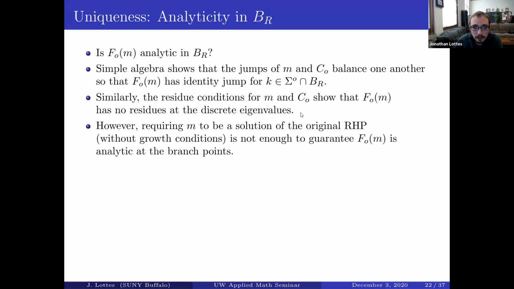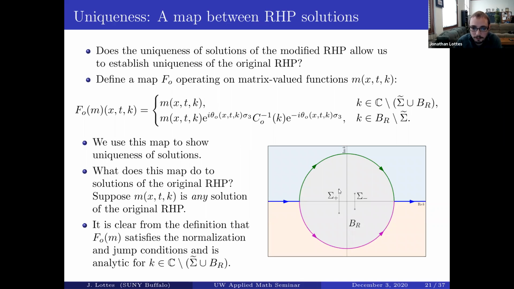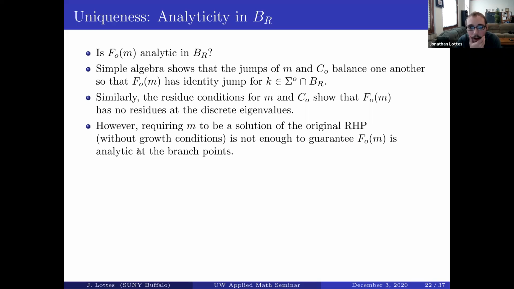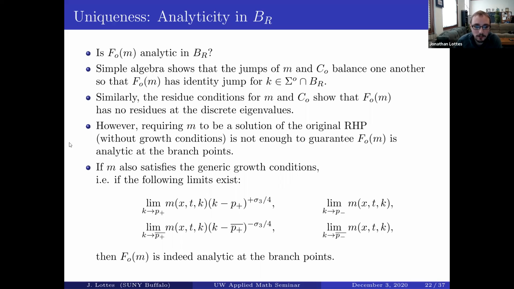And then the only question left is, what about the branch points? Is F naught of M going to be analytic at the branch points? So it turns out for the original Riemann-Hilbert problem without growth conditions that we stated first, that's not enough to guarantee that F naught of M is analytic at the branch points. However, if we require that M satisfies these same generic growth conditions, then essentially the growth of each cancels each other out in F naught of M. And so we have well-defined limits at all the branch points. So it is analytic there.